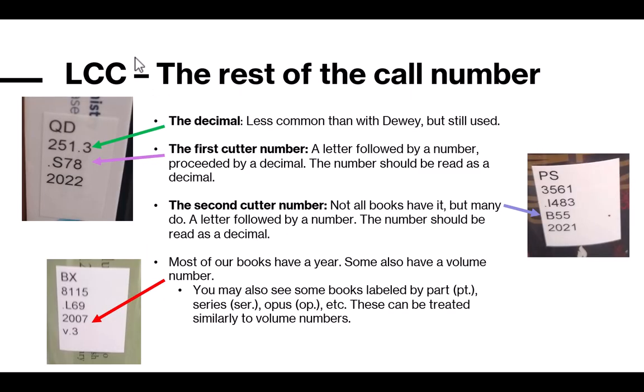So looking at the call number in whole, of course we have that letter subject, of course we have that number, sometimes with a decimal point, sometimes not. Then we do have at least 1 cutter number. In many cases we'll have 2. The first cutter number is going to be preceded with a decimal point. After that first one, any other cutter numbers will not be preceded with a decimal point, but you should still read them as if there is a decimal.